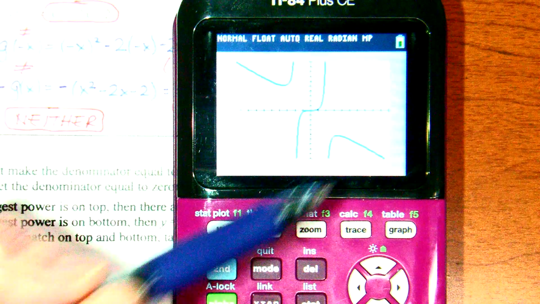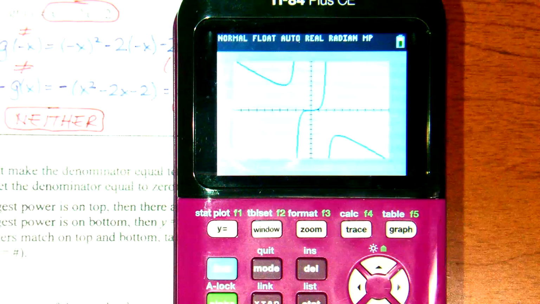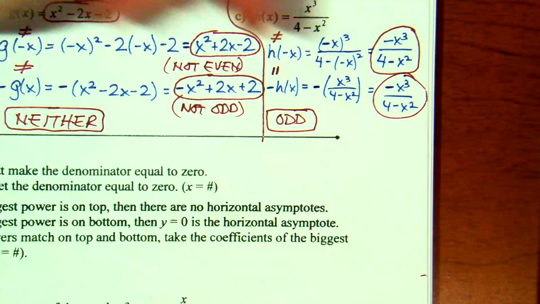Okay, so that is blurry, I think, but that is symmetric across the origin. Does that give you an idea of what I'm looking for when we talk about symmetric across the origin? Okay. So let me write this in. Symmetric across origin.